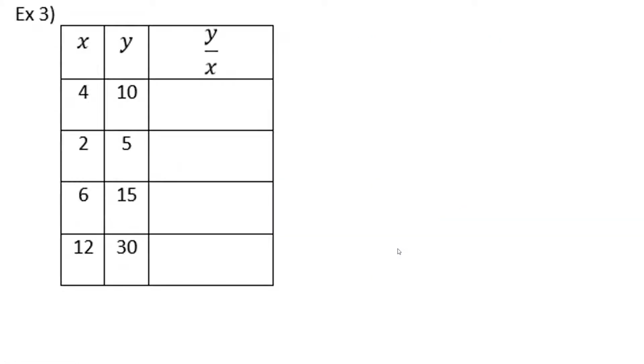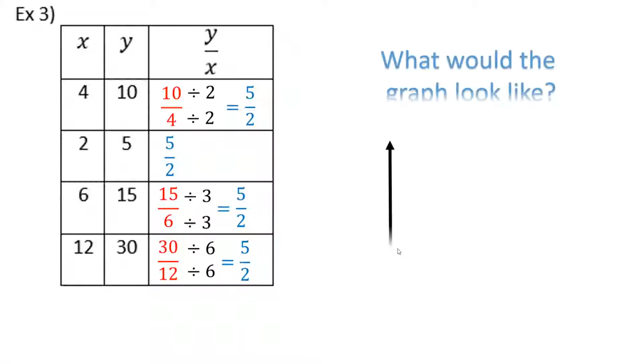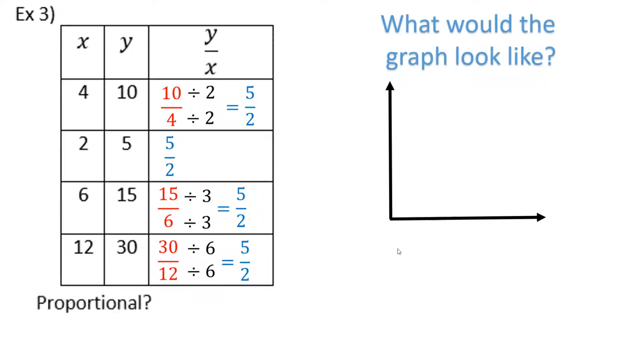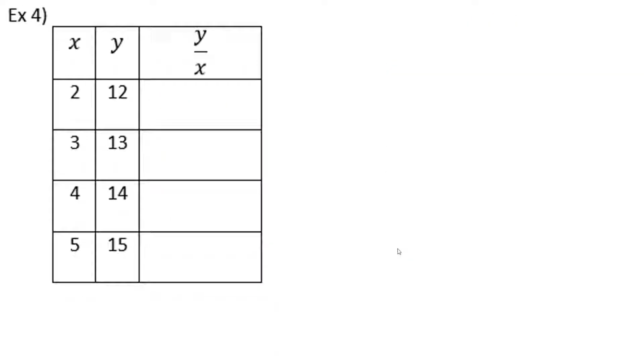Okay, example 3, you could go ahead and pause and try this one before seeing the answer. So our first ratio is 10/4. Divide by 2, we get 5/2. This one is 5/2. 15/6 divided by 3, we get 5/2. And 30/12 divided by 6, we get 5/2. And therefore, yes, it is proportional. And the graph would be a straight line that goes through the origin. So it is proportional. The ratio 5/2 y over x is a constant of proportionality.